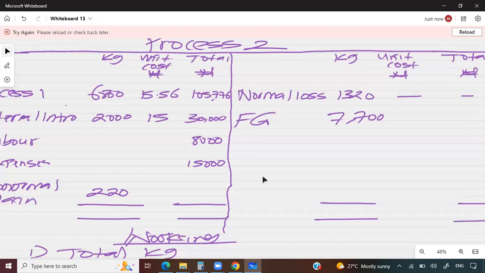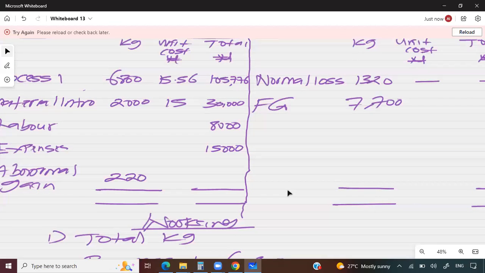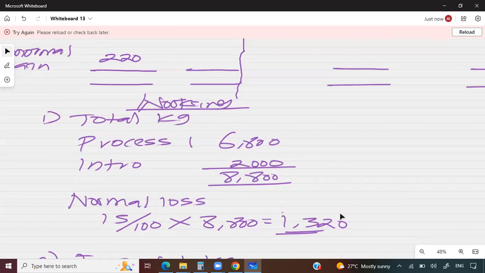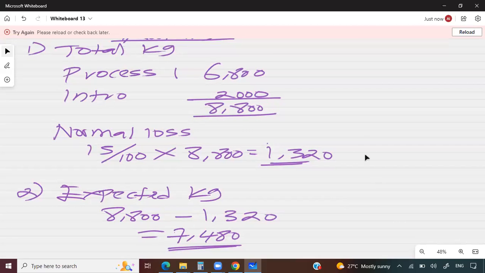$21.226. So how do you get 21.226? Go ahead. I added the 105,777, 30,000, 8,000, and 15,000, divided by the expected unit of output, which is 7,480. Yeah, that's it. Thank you so much.